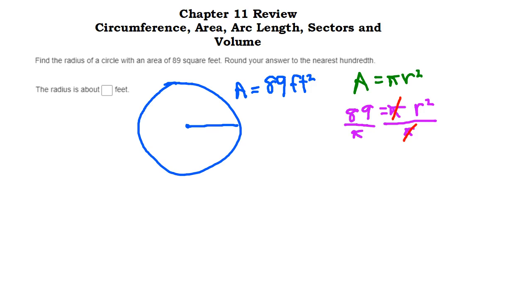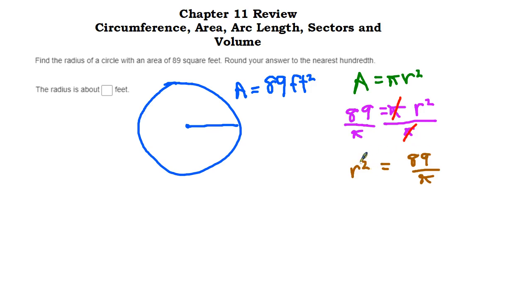So I'm going to go ahead and rewrite that. I always like having my variable on the left-hand side. So r squared equals 89 over pi. And to get rid of the r squared, do you remember what to do? If you don't, pause the video and think about it for a minute. Otherwise, I'm about to tell you.